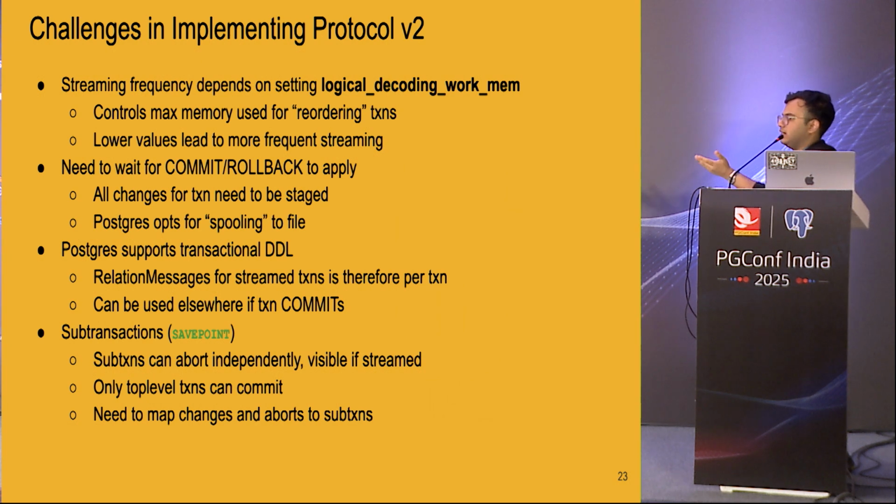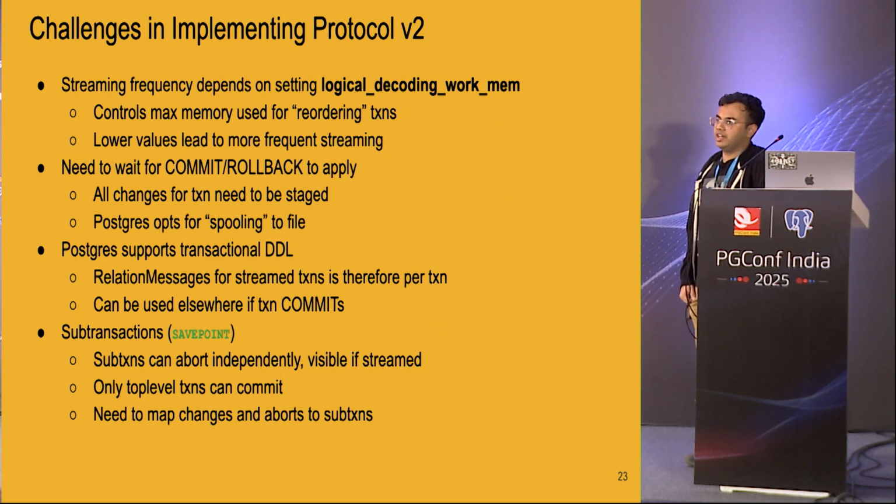Second thing is, like the question pointed out, we need to wait for commit or rollback to apply the transaction. You have to wait for as long as it takes for the transaction to apply, and the changes need to be staged somewhere. They can't be put on a destination directly. Postgres in version 2 opts for spooling the changes to a file. That's where the transaction changes are put. That's what it does currently.